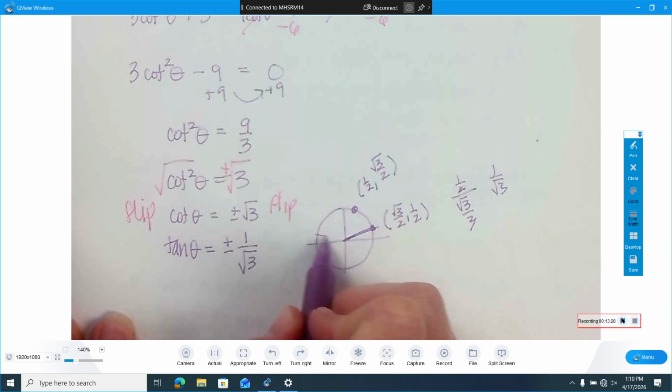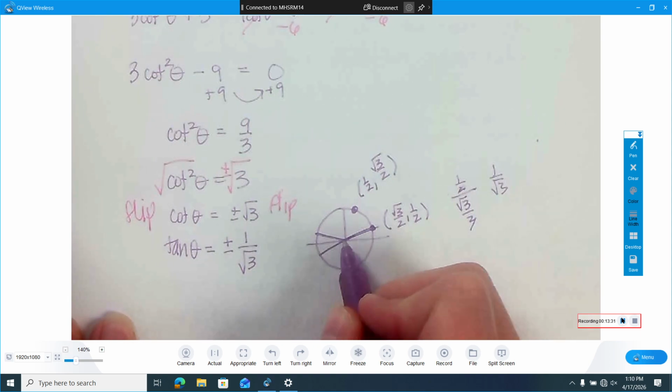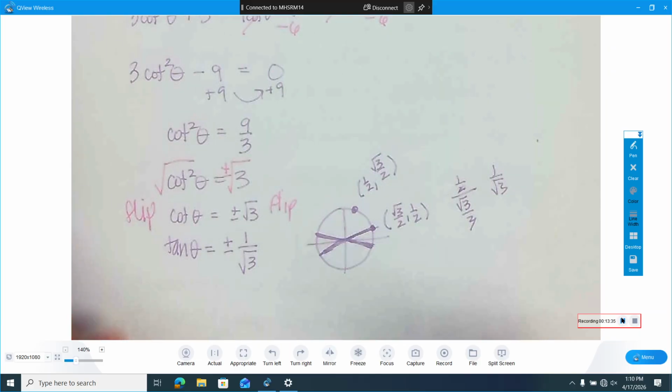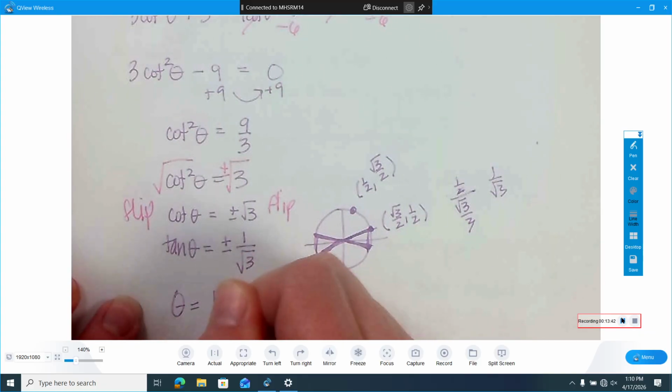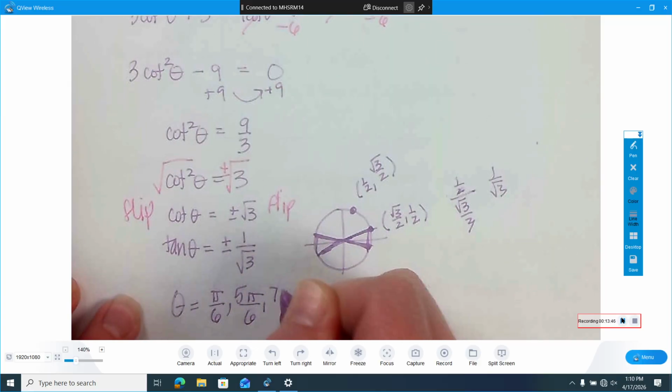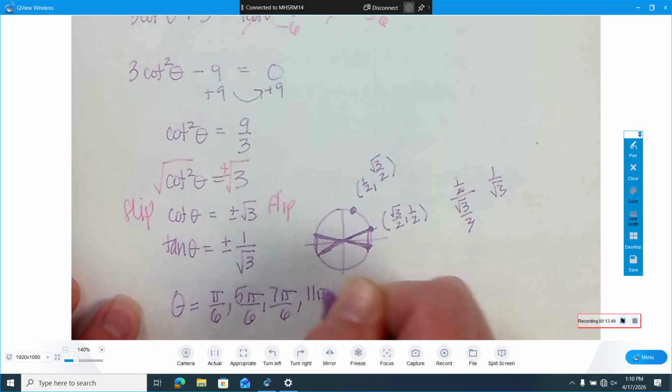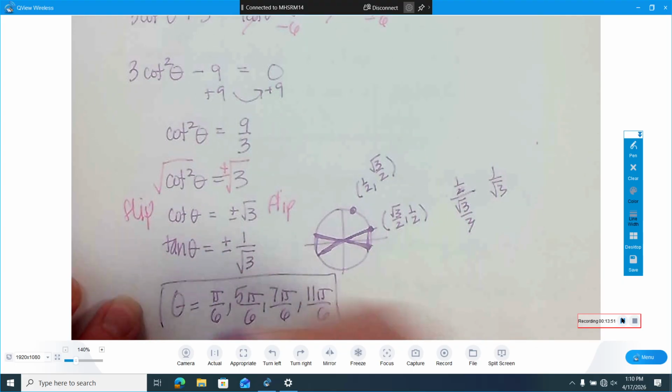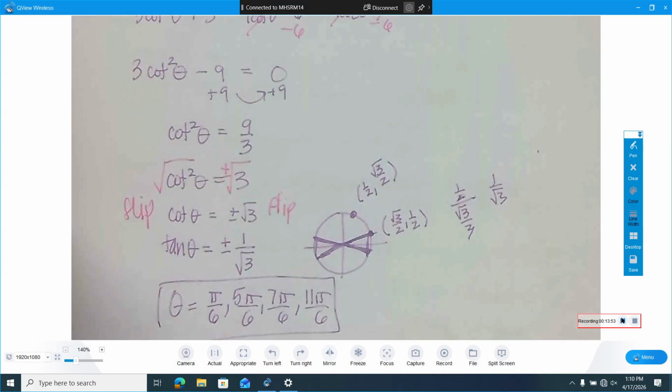I call these the bow tie angles. Do you see the bow tie? It sort of makes a little bow tie like that. So that's 1 pi over 6. And 11 pi over 6. Those are the bow tie angles. The other ones, all the over 3s, I call the butterflies, because it's like the wings on butterflies when you draw.